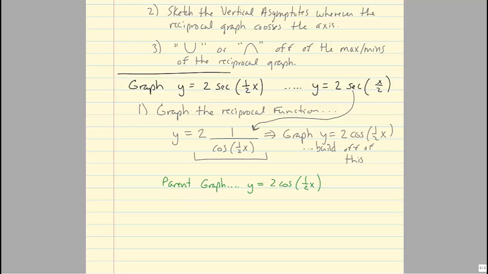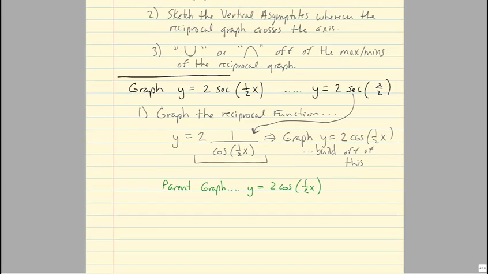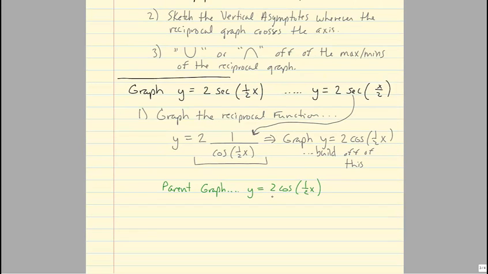So I have a couple of things going on here. I see 2 transformations. The first one I see is a vertical stretch. So this 2, my new amplitude for this graph is not 1, but it's 2.